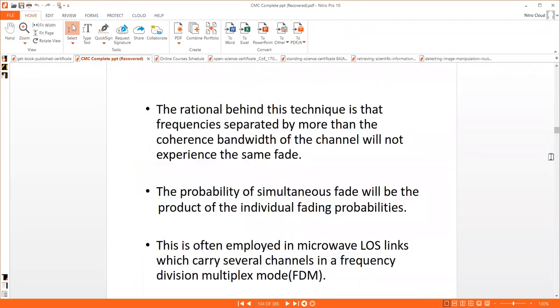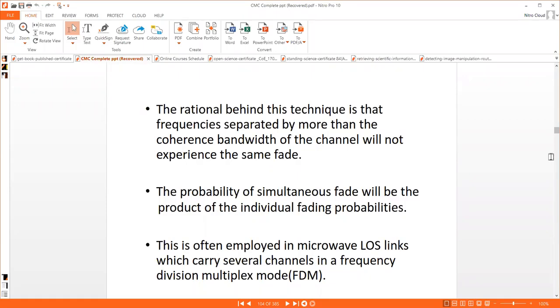Now, what are the main things behind this technique? Very first is that the frequencies separated by more than the coherence bandwidth of the channel will not experience the same fade. Because of this particular separation of the frequencies, they will not experience the same fades.